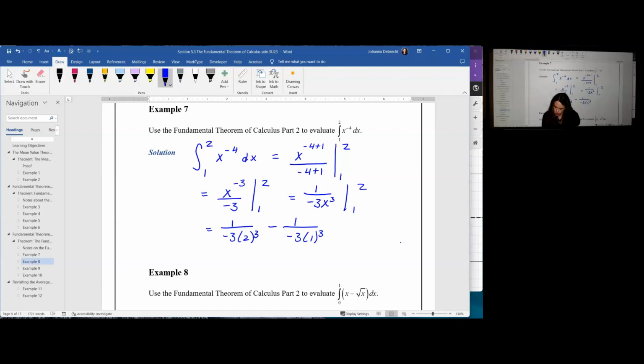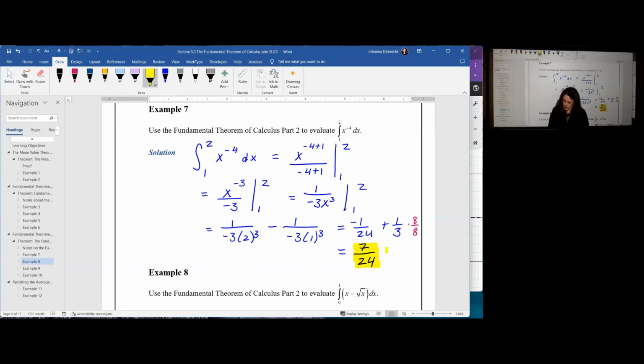which gives me a negative 1/24. And the one next to it, I have a double negative, which gives me plus 1/3. Then I can get a common denominator between the two by multiplying by 8/8. This gives me 8/24 minus 1/24, which will give me a final answer of 7/24. The area under this curve between 1 and 2 is 7/24 of a square unit.